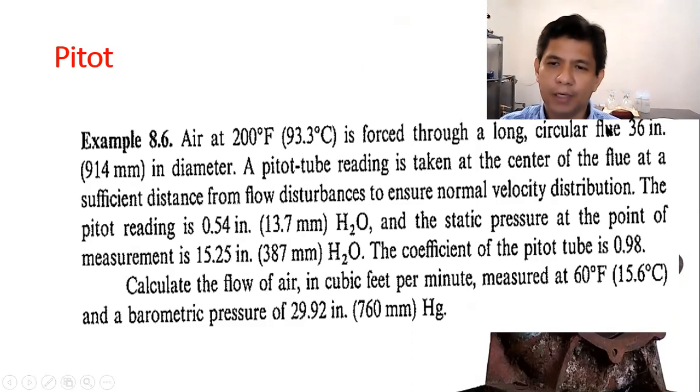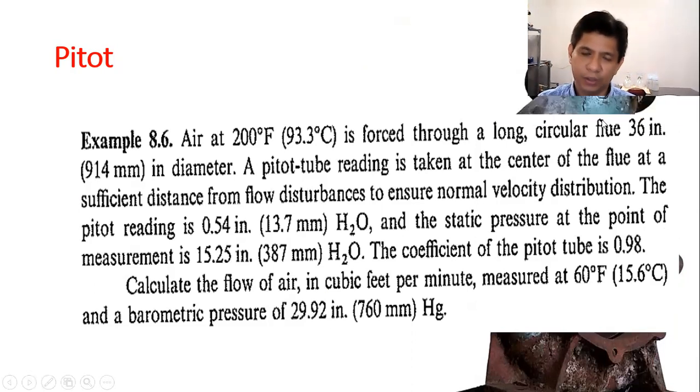Okay, so this is problem 8.6. You can find this on the 7th edition. You can also find this on the 5th edition. So air at 200 degrees Fahrenheit is forced through a long circular flue 36 inches in diameter. A Pitot tube reading is taken at the center of the flue at a sufficient distance from flow disturbances to ensure normal velocity distribution. The Pitot reading is 0.54 inch water. Okay, so that's the pressure at the middle of the tank. It's greater by 0.54.